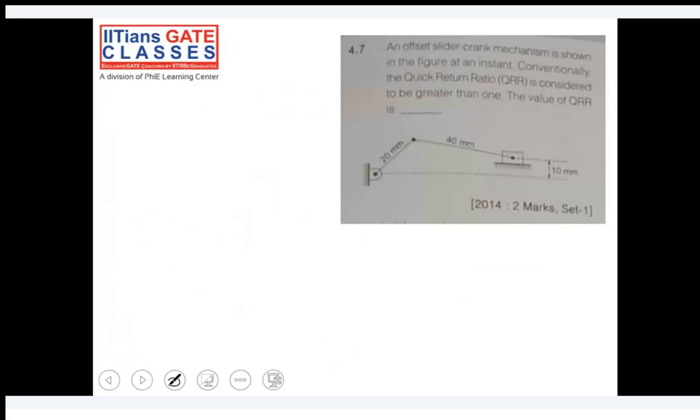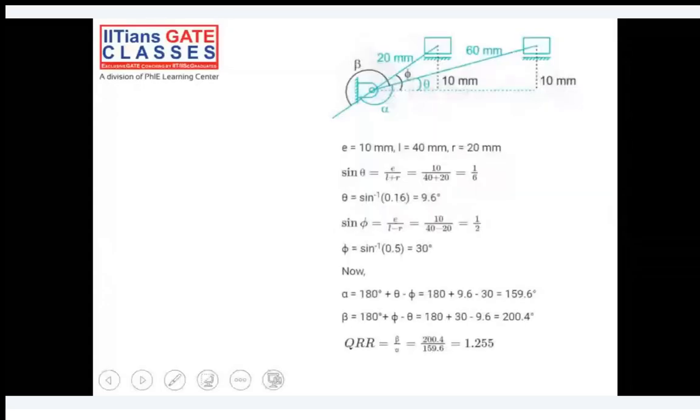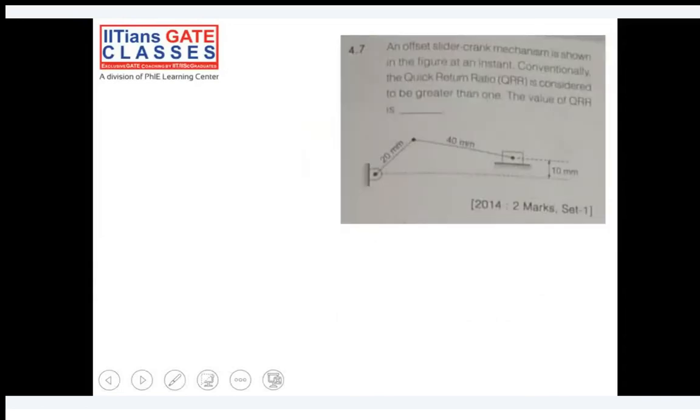Think on this question. I have the simplified diagram for this already drawn on the next slide. But I want you to try on your own first for 1 or 2 more minutes, and if you still find it difficult, then I'll help you. I have already drawn the simplified diagram on the next slide, which will help you understand how we can find the quick return ratio.